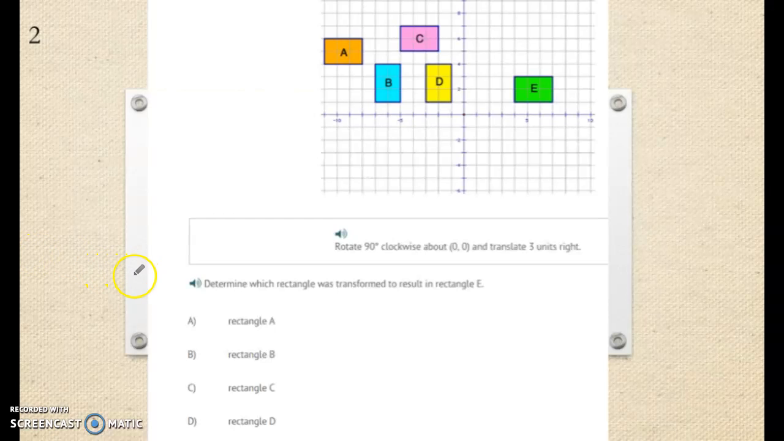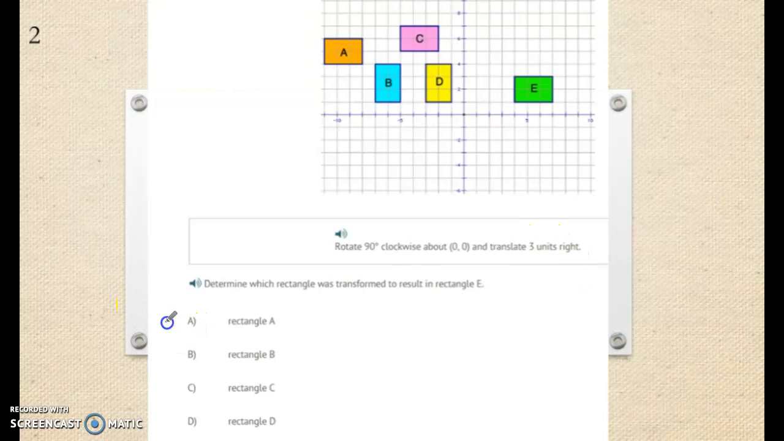Number 2 says that we want to rotate 90 degrees clockwise and translate 3 units to the right. Determine which rectangle was transformed to result in rectangle E. Alright, so this is where we want to end up. We want to end up at rectangle E, and we have to decide whether A, B, C, or D was rotated 90 degrees clockwise and 3 units to the right.